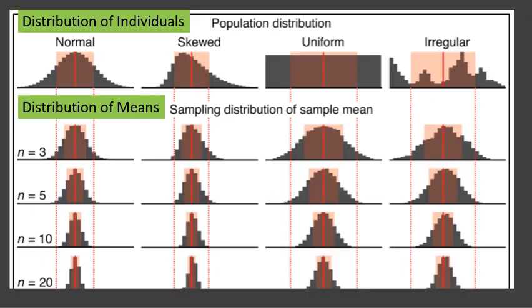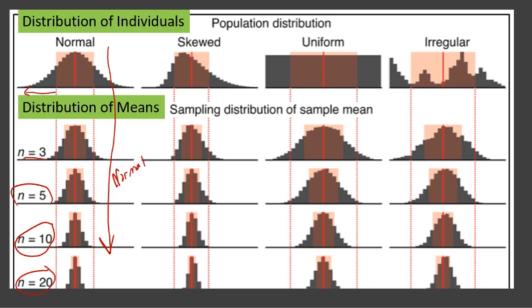So I'm showing you this, which might look like a lot, just by way of giving you the conceptual background for the distribution of means and why we assume normal. If we start with a distribution of individuals that is normally distributed, then we can see as we follow down when we have different sample sizes, n equals 3, n equals 5, n equals 10, and n equals 20. That means the number in the sample. We can see that they're all still normal. And we can also notice that the spread decreases.